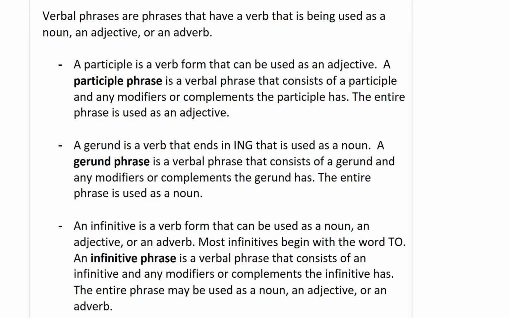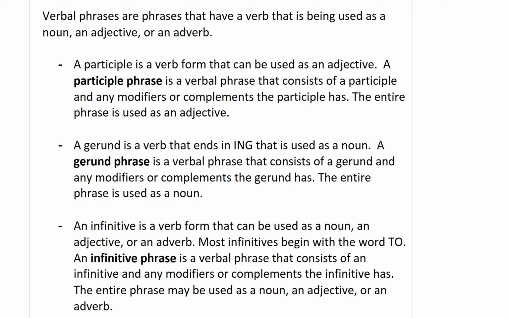Verbal phrases may make you want to run out of the room screaming, but give me a chance. We can make this work. Verbal phrases are phrases that have a verb that is being used as a noun, an adjective, or an adverb. And in some cases, one type of phrase could be any of those three. That sounds intimidating. Let's go one at a time.